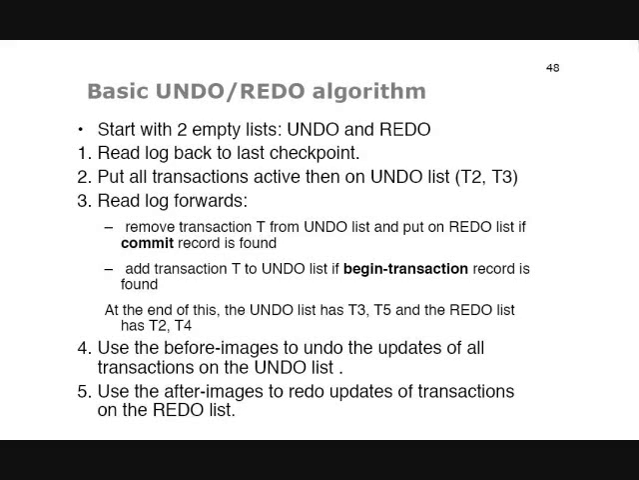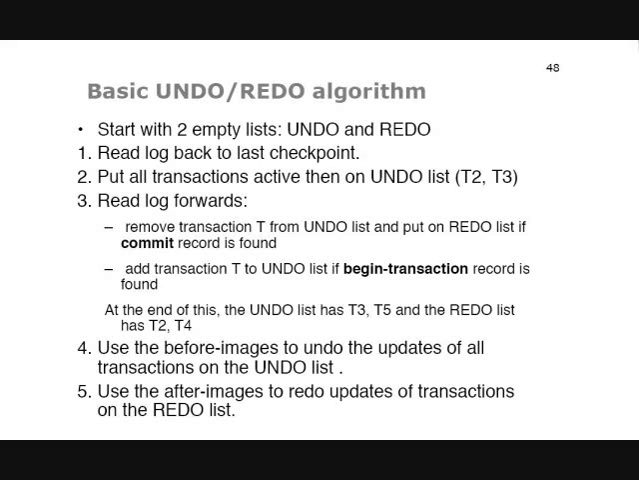The same cannot be said for T3. I cannot put it in my redo list because at the time of system failure, it had not committed. So I had to undo the transaction to the beginning. So I keep going like that, and I end up with my transactions. At the end of that, the undo list is going to have T3 and T5, and the redo list is going to have T2 and T4.